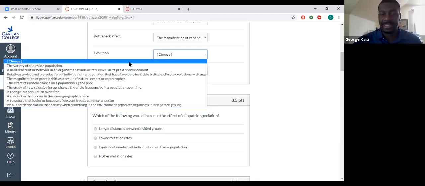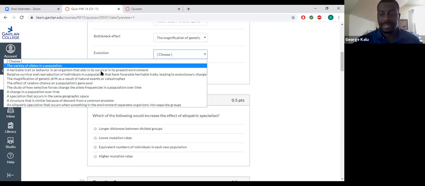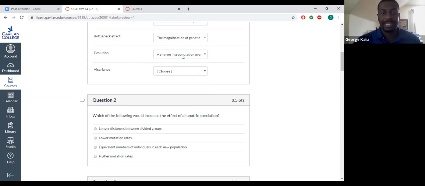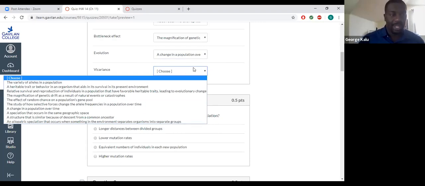Evolution, what do we think? Evolution, yeah. So this is a change in the population over time. Perfect. Cool. All right, then the last one we have vicariance. What is vicariance?